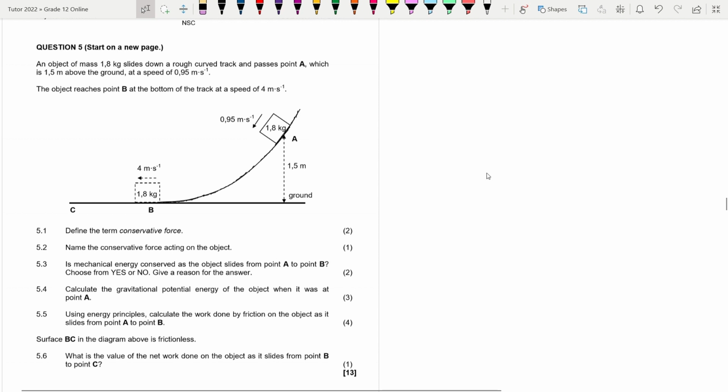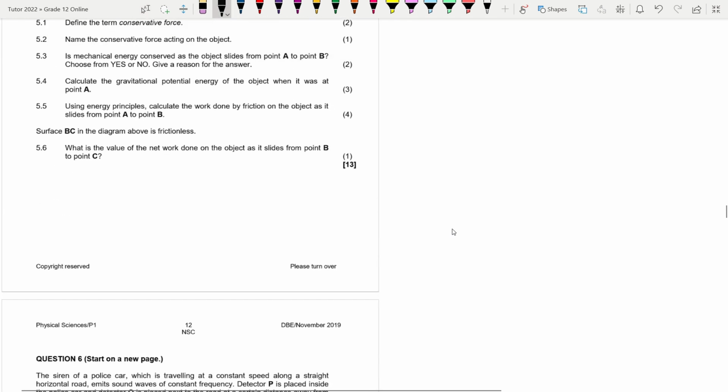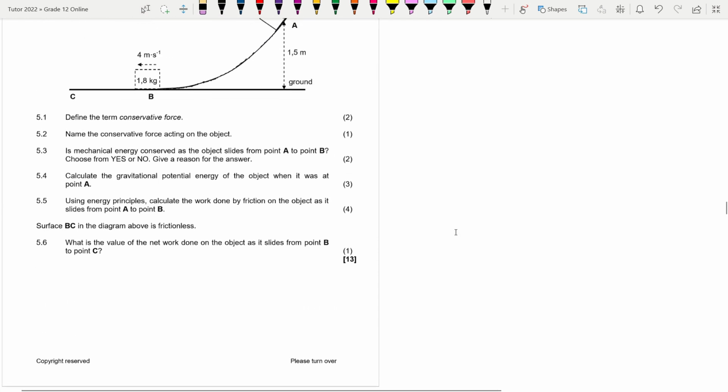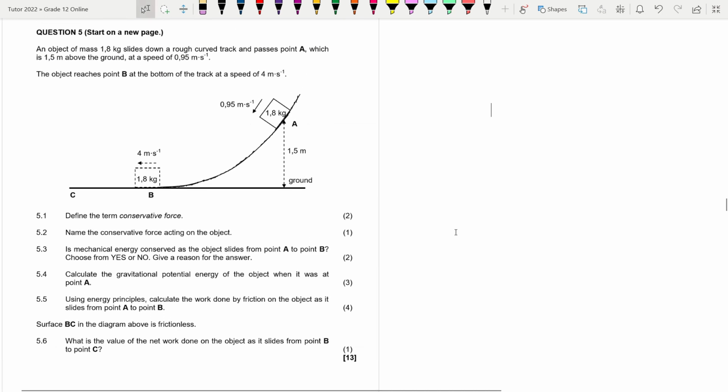Okay, this is the work, energy, and power question. Let's see if there's another one. Okay, this is the only one. So it's question 5. All right, you can start.